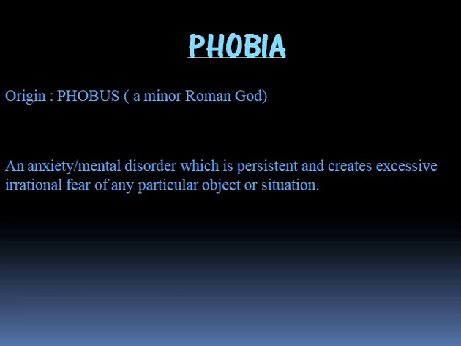The word phobia comes from the word Phobos, which is the name of a Roman god. We know this kind of word either came from Greek mythology or Roman mythology. Phobia is defined as an anxiety or mental disorder which is persistent and creates excessive irrational fear of any particular object or situation. Now we will learn phobia type-wise and alphabetically.